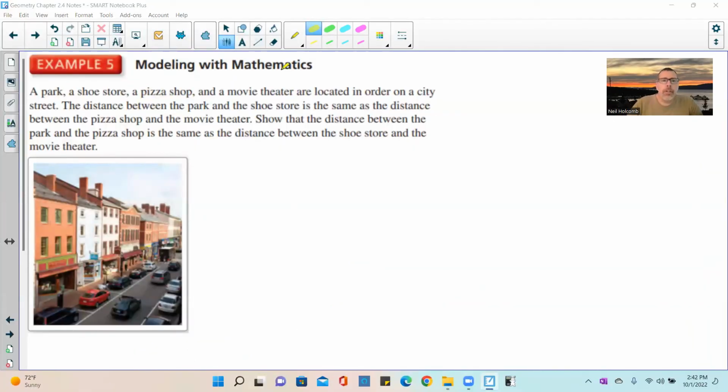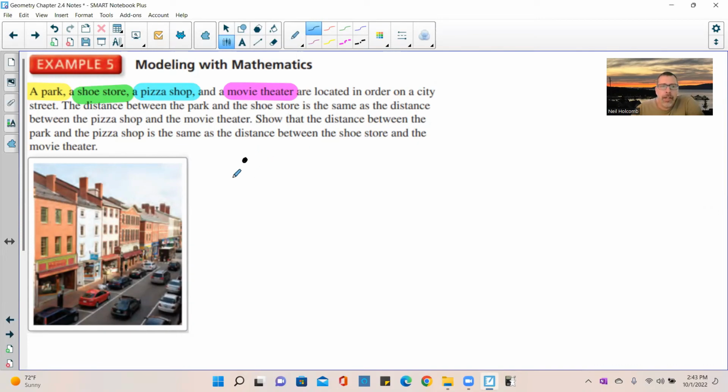Okay, example 5, modeling with mathematics. This actually kind of sounds like a riddle or a joke. A park, a shoe store, a pizza shop, and a movie theater are located in order on a city street. So you want to do this as a line because it's on the same street, and the distance between the park and the shoe store. So we can do this.